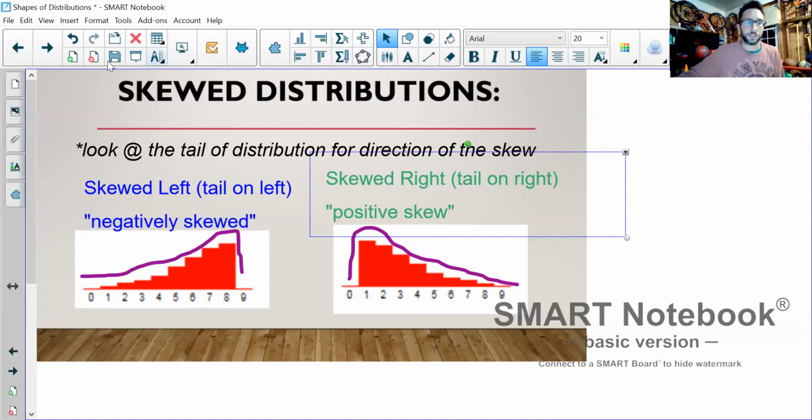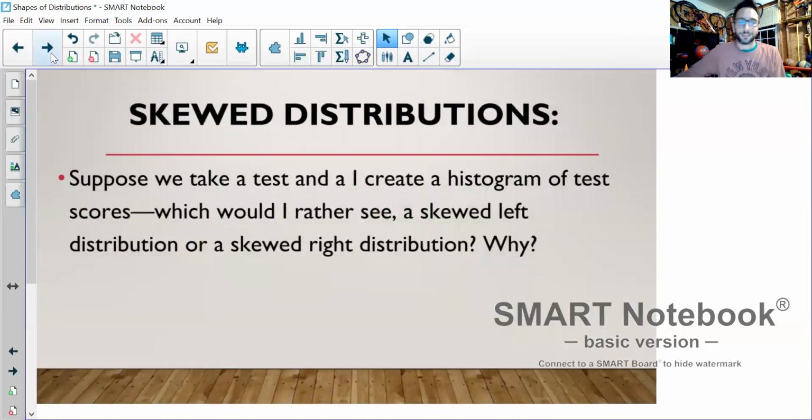So building off that idea, let's say I give a test in this class and I create a histogram or a dot plot of our test scores. Now it's important for you to know that I want us all to do well. So realistically, I would want the histogram to just be one bin or one string of dots over 100% because we all paid attention, worked hard, and did our best. And that's great. So I want us to do well.